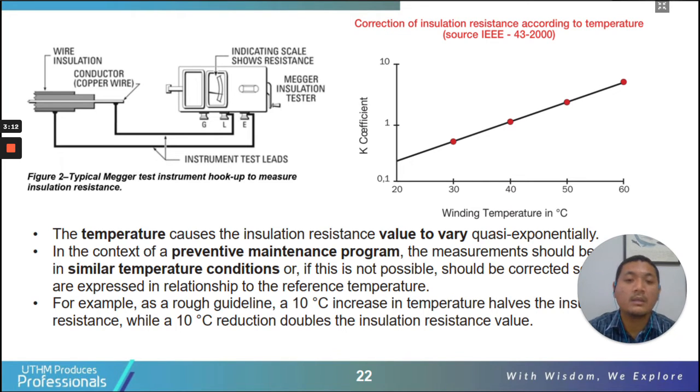However, we must notice that temperature can cause the insulation resistance value to vary. Resistance is also dependent on the temperature. So when you perform the IR test, you have to take note of the temperature during the measurement as well. As you can see on the top right corner of the screen, the graph is the correction factor of the insulation resistance according to the temperature. This is based on IEEE Standard 43, which is for electrical machines. This is the 2000 edition, but of course the 2013 edition has the same graph. So you can see here, if you measure at 50 degrees, the value of resistance will be different from at 30 degrees.